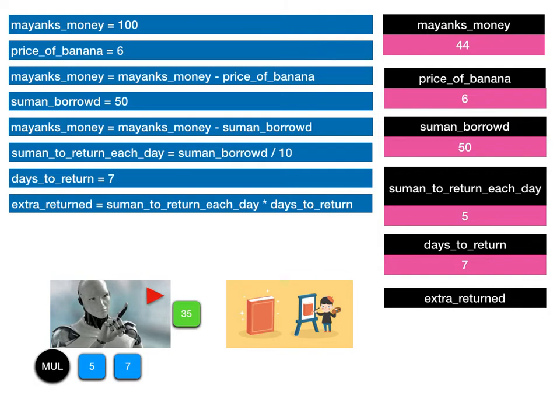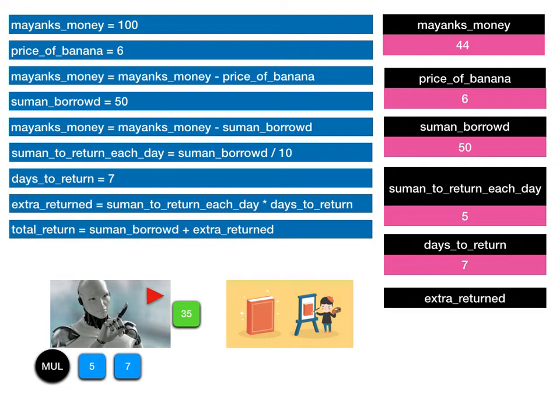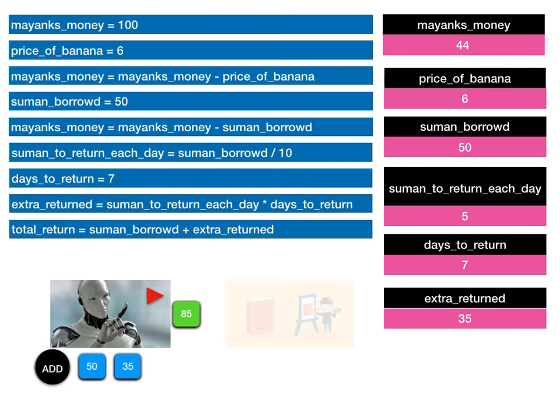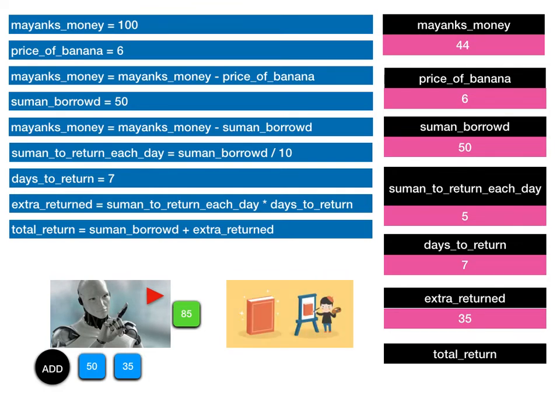Now the next part is how much total has to be returned. So total return is equal to Suman borrowed plus extra return. So Suman borrowed is 50, so this 50 plus 35, let's see where it goes. So this 50 gets copied here, this 35 gets copied here, the operation is sum, which is addition, gets executed, we get the sum here, and this value total return gets created here.